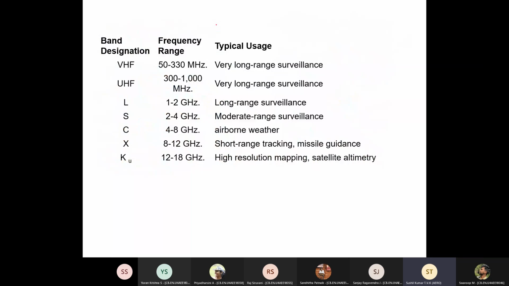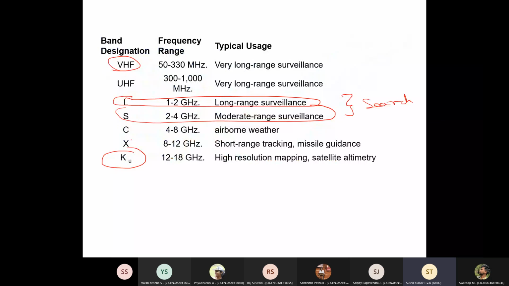A lot of frequencies are used again in radars, starting from VHF to Ku band. But generally, you'll have L band radar for surveillance. In few cases, S is also used nowadays. These are all search radars. Large volume they are going to search. And X band is what is used for missile guidance. So L, S and X band. X is the tracking radar.